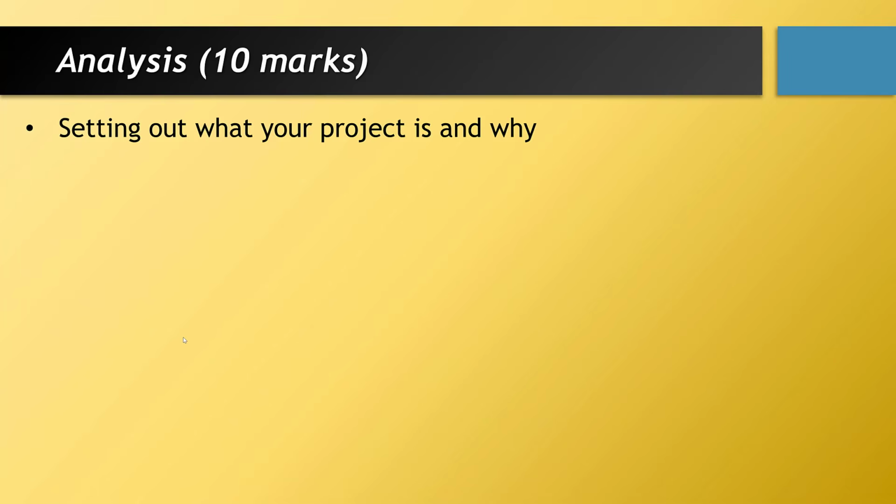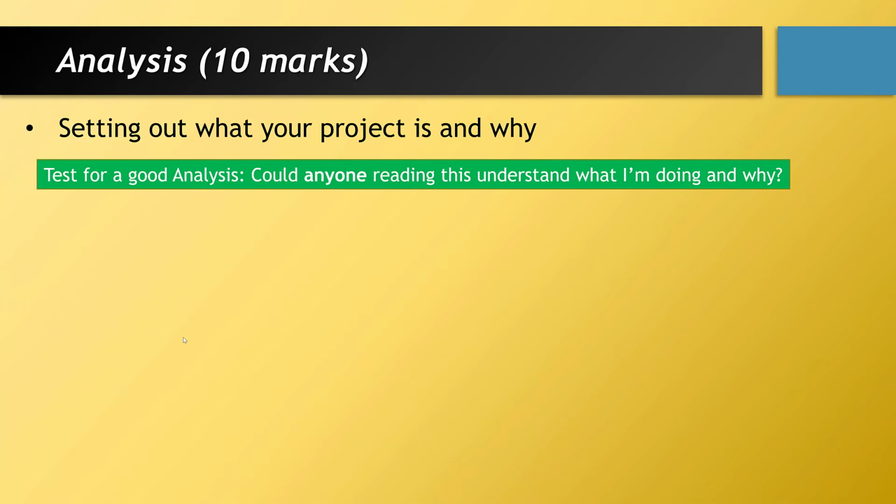So we're looking for a big subheading, analysis, and this is worth 10 marks. So 10 marks out of the 70 is this first stage. Now what this is, is you setting out what your project is and why. Once you've picked your idea, you're now telling the person reading what the idea is and why you are doing it. Now, when I'm marking analysis, my test for whether it's good or not is this. Could anyone reading this analysis understand what this person is doing and why? So it's not just a computer scientist, it's anyone.